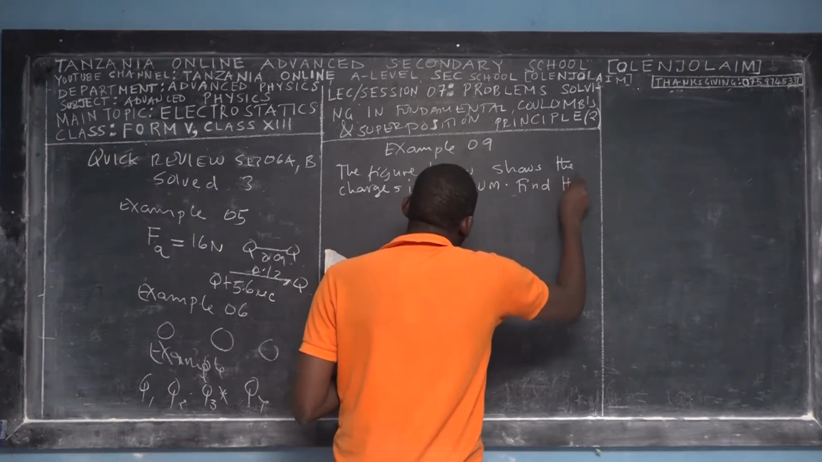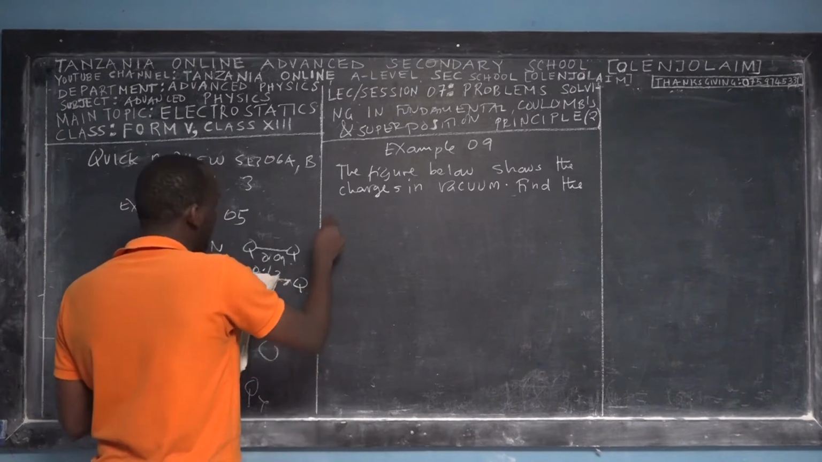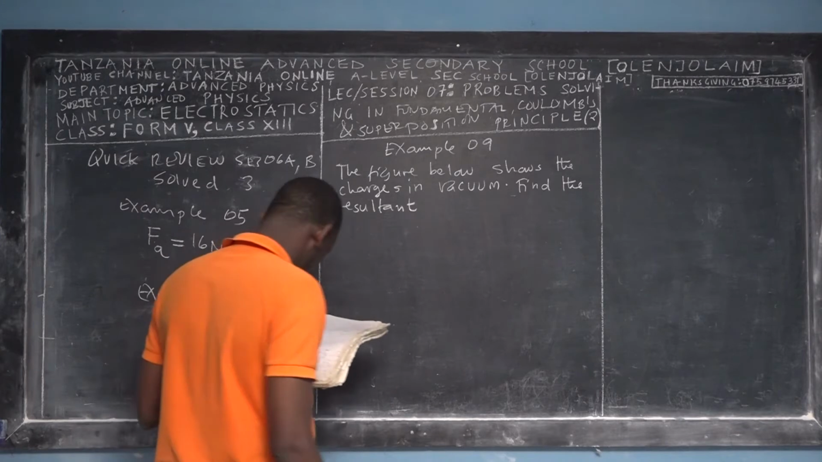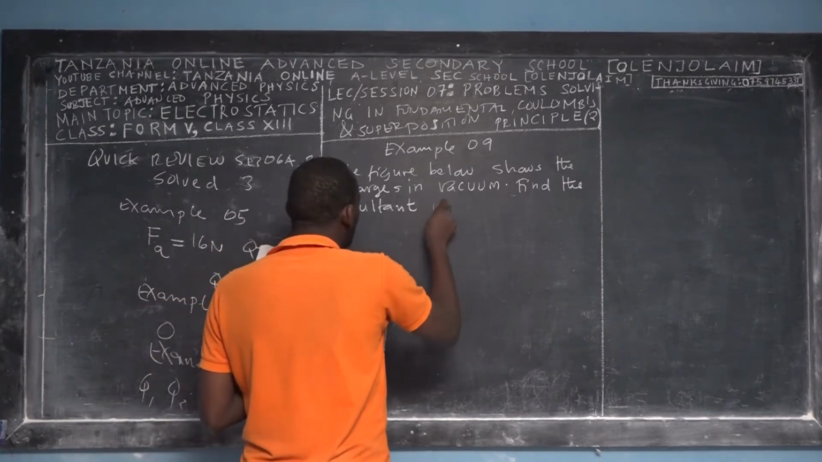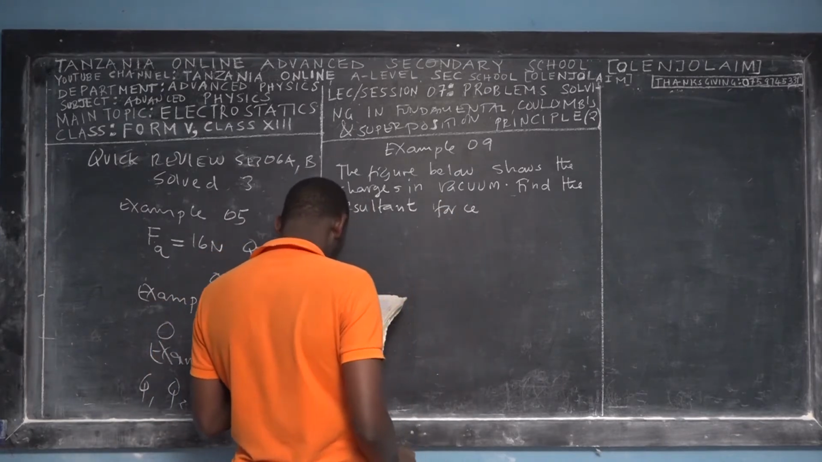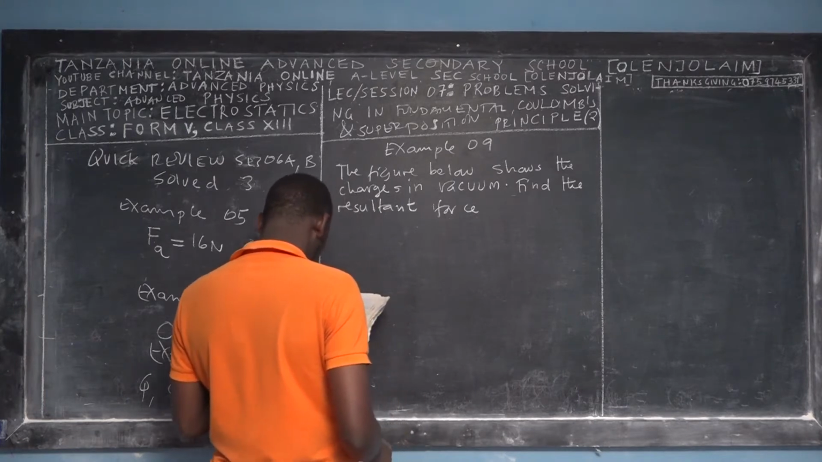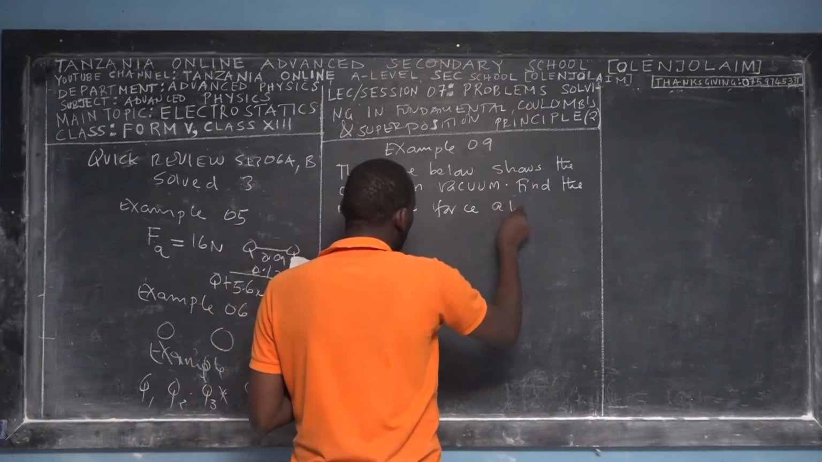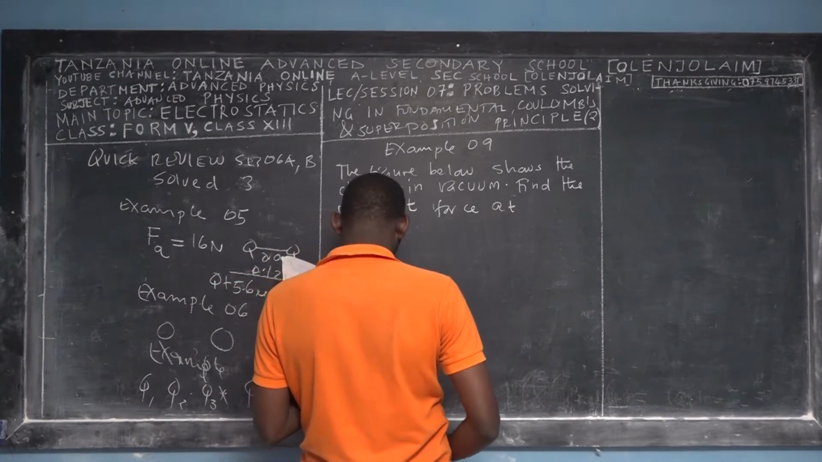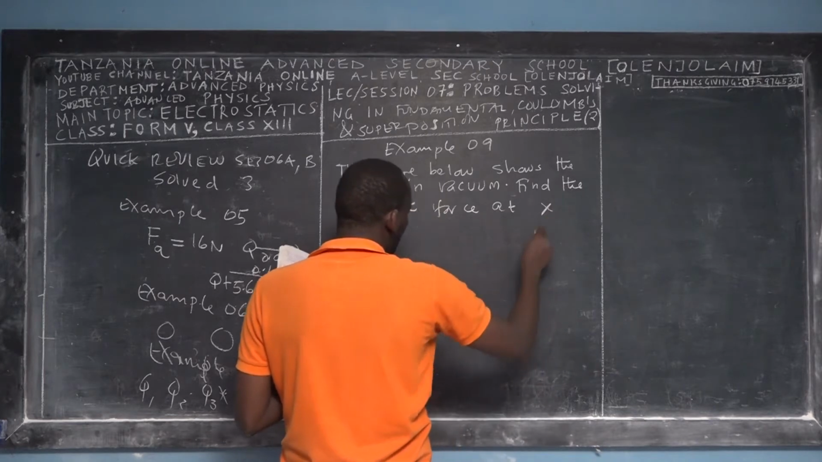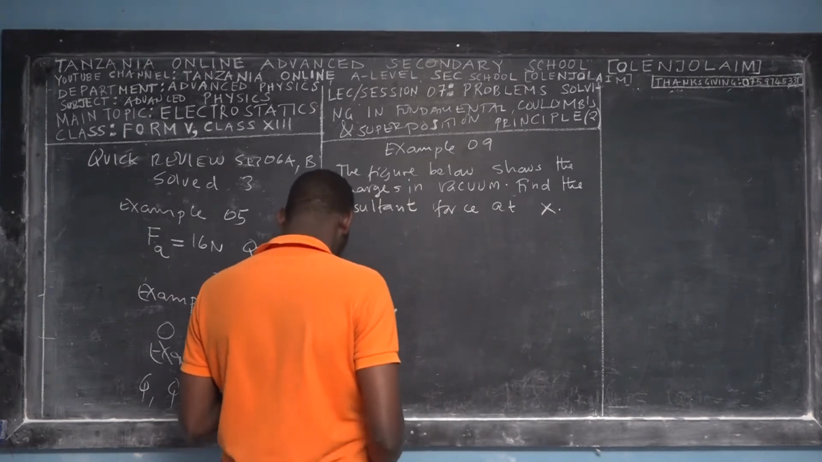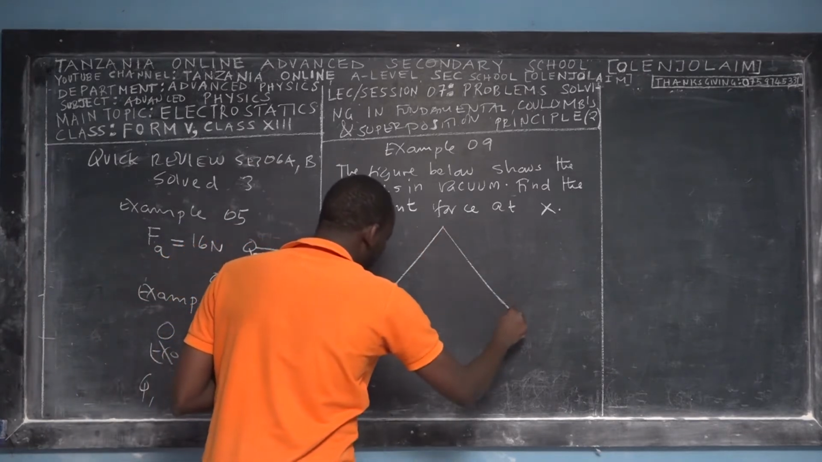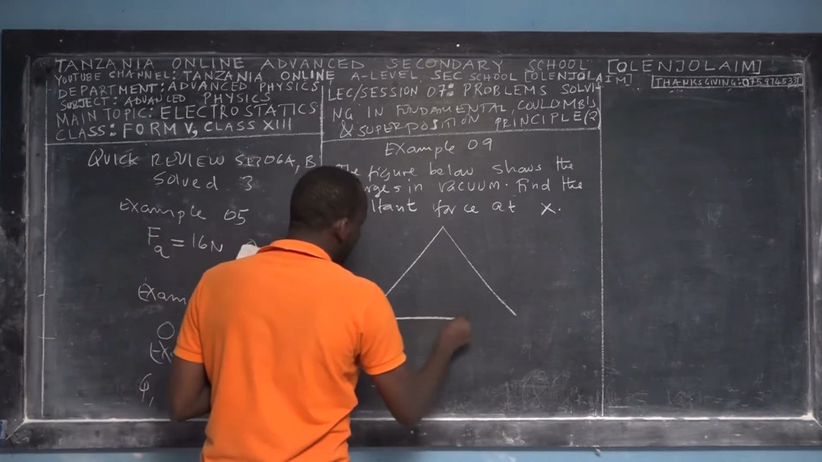Listen carefully to this example 9, so that it may help you know how to solve example 6, which I gave you. Find the resultant force at the point charge, that is, at X. You'll be given this figure, where there are 3 point charges in a triangle.